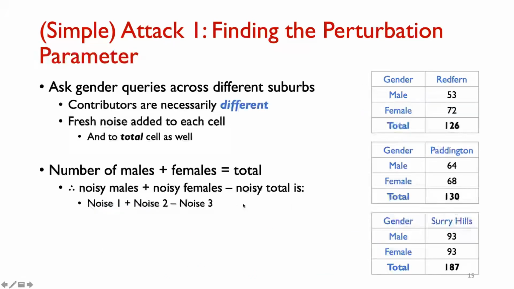So the first attack uses the following observation. We pick one attribute with two attribute values, for instance, gender, and we ask these queries for that attribute value across different suburbs, as given here. Now, crucially, the contributors are different because these are people from different suburbs. Therefore, fresh noise is added to each of the cells and also to the totals. Now, since the number of males and females equals the total, the number of noisy males and noisy females minus noisy total is only the 3 noise terms left.